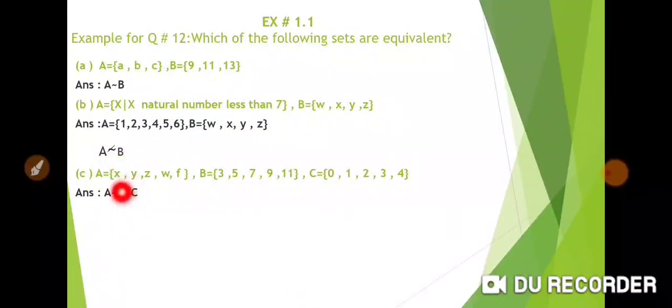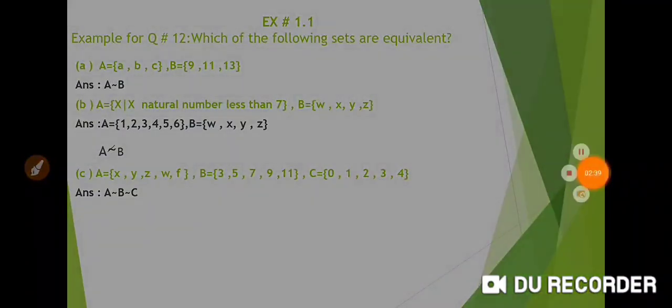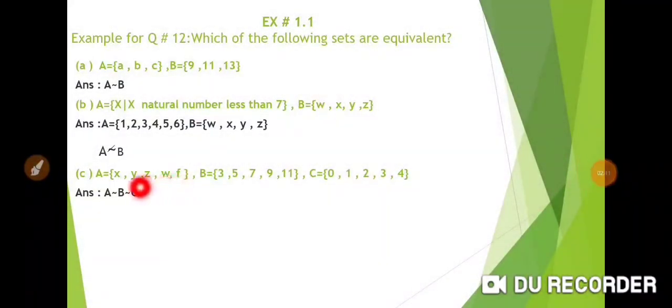Here we have another example. A is equal to x, y, z, w, f, whereas in set B we have 3, 5, 7, 9, 11, and in C we have 0, 1, 2, 3, 4. First we count the number of elements in A. The number of elements in A are 5. In B 5 elements are there, and in C 5 elements are there.